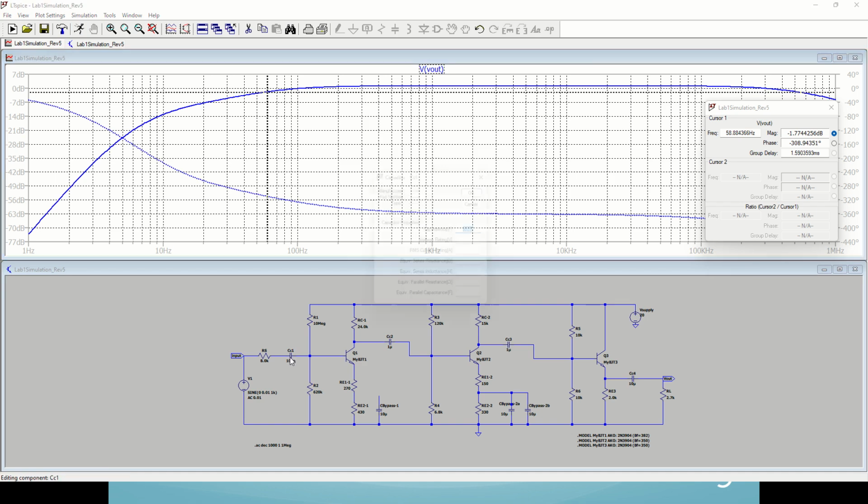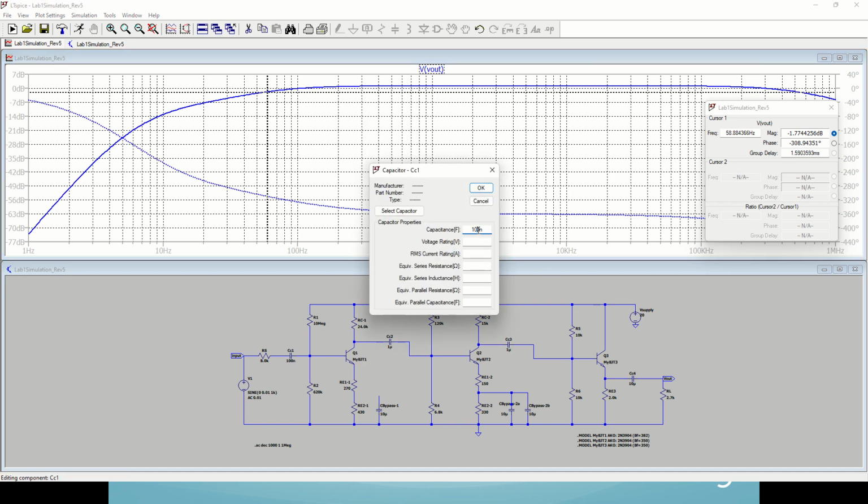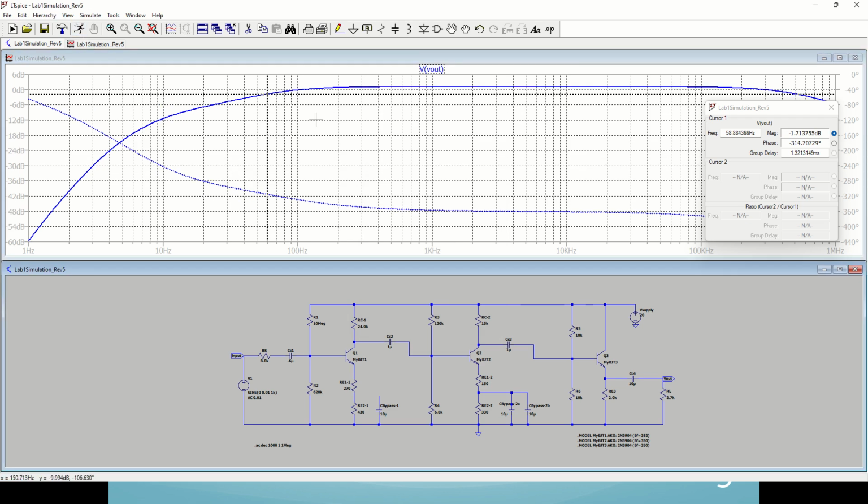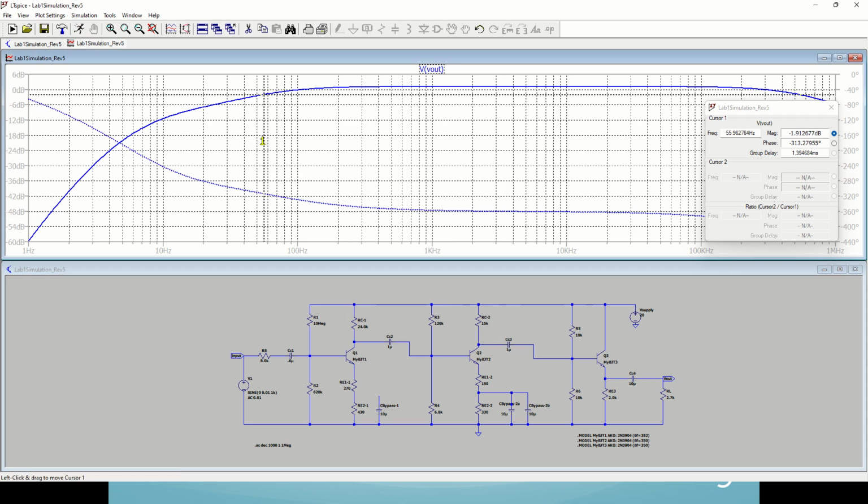So the input is 100 nanofarads, which is also the same as 0.1 microfarads. So let's add 500 nanofarads to make it 600 nanofarads or 0.6 microfarads. And let's see how that changes it. Yeah, that dropped it quite a bit. So now we're at 57.9 hertz.